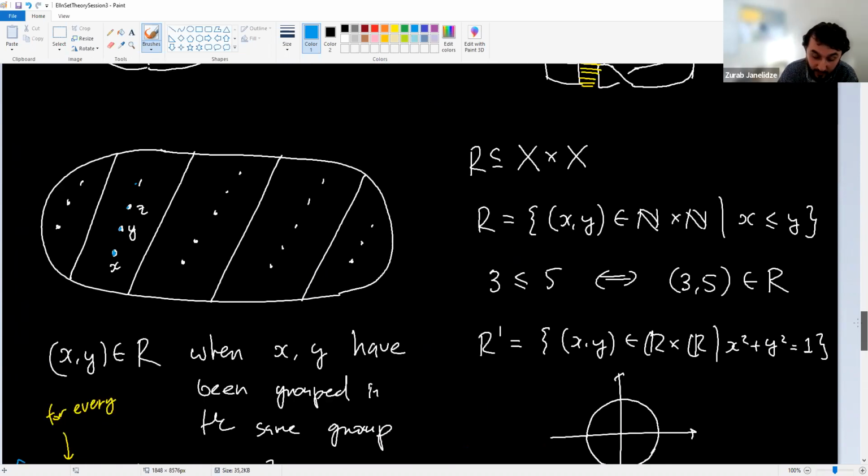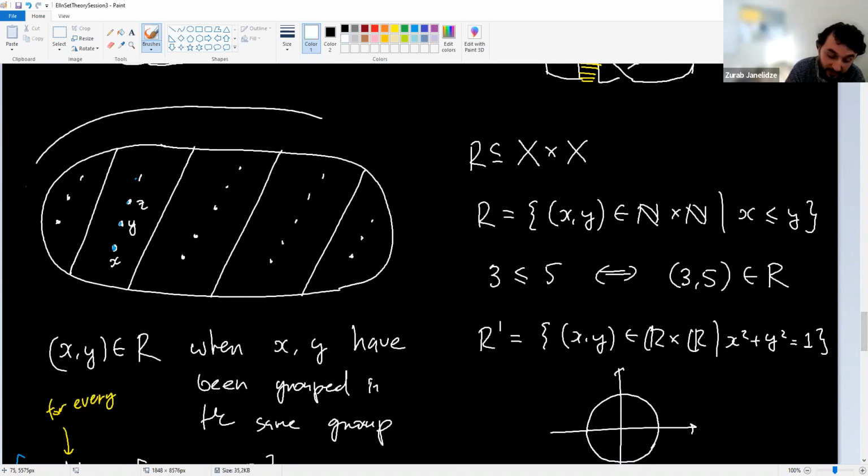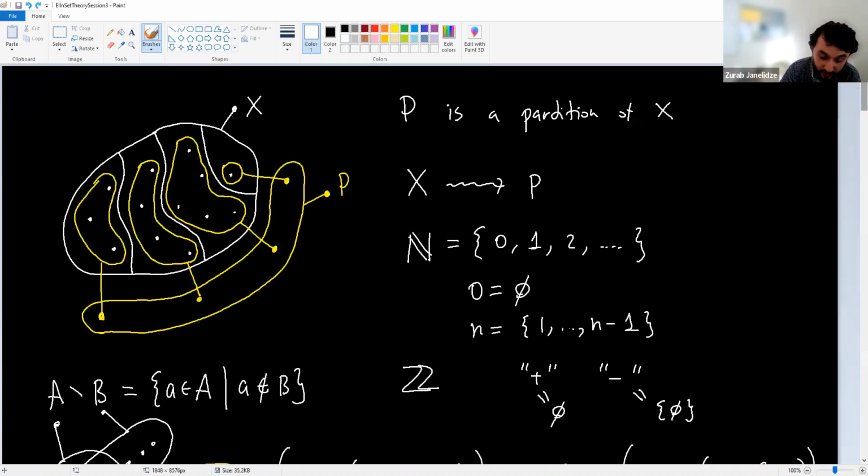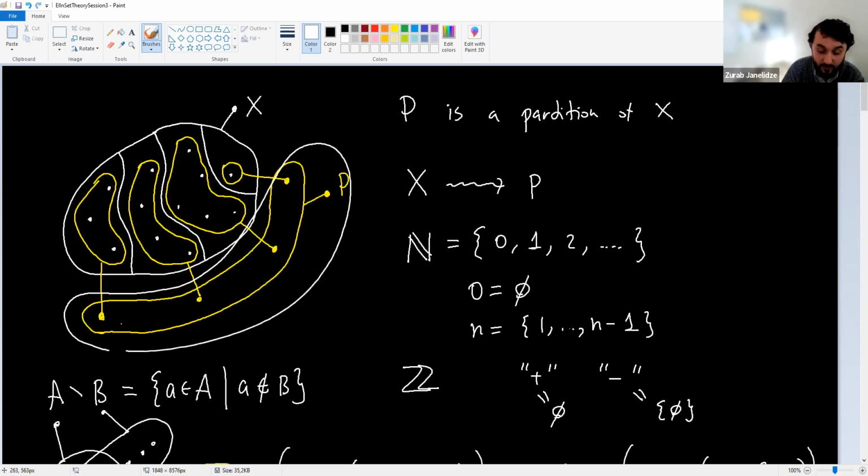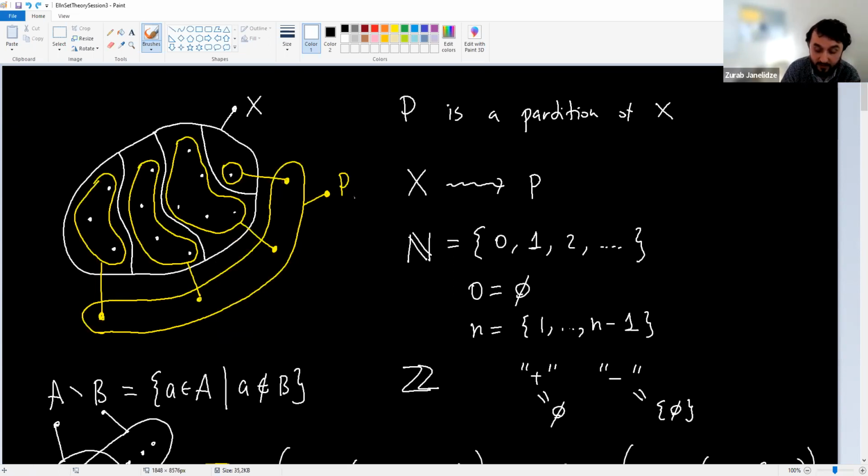So when X is a mathematical structure, let me actually go back to the original picture. When X is a mathematical structure, so it's not just a set, it has some further structure on the set, like, for example, it could have a topology on the set. When we consider the partition in such a way that the partition, the set, inherits the structure of X, then this P is usually called the quotient structure of X.